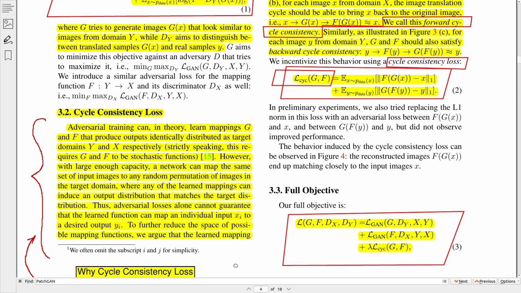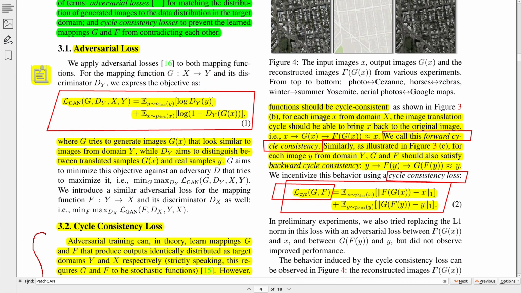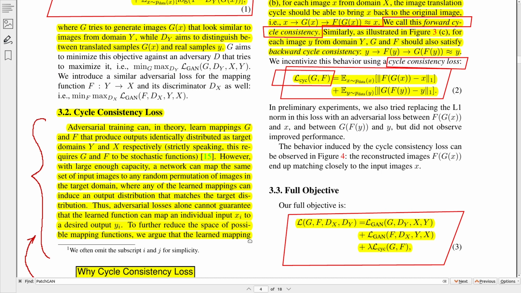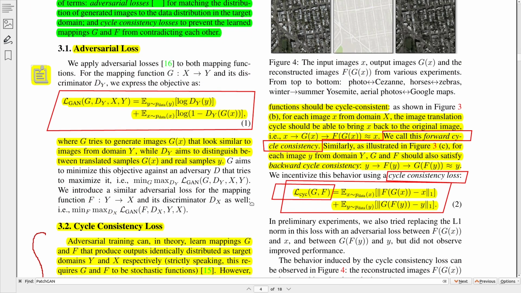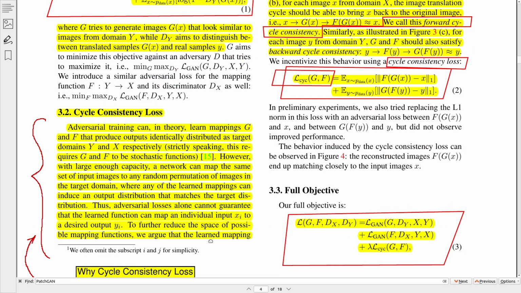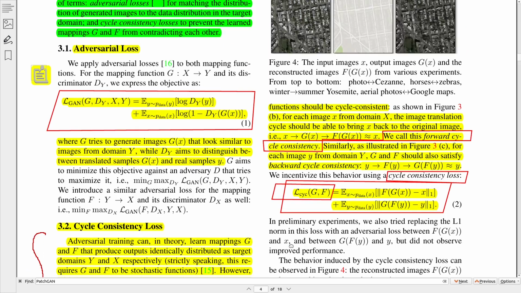To further reduce the space of possible mapping functions, we argue that the learned mapping function should be cycle consistent. Okay, so basically what they're saying is without the cycle consistency loss, I can have one input image mapped to multiple output images in the target domain, and that's a problem. So this very important concept, this is actually the brilliant concept that was brought to the world of generative adversarial networks, that is the cycle consistency loss was brought in this paper. And to calculate the cycle consistency loss, here is the equation for that.